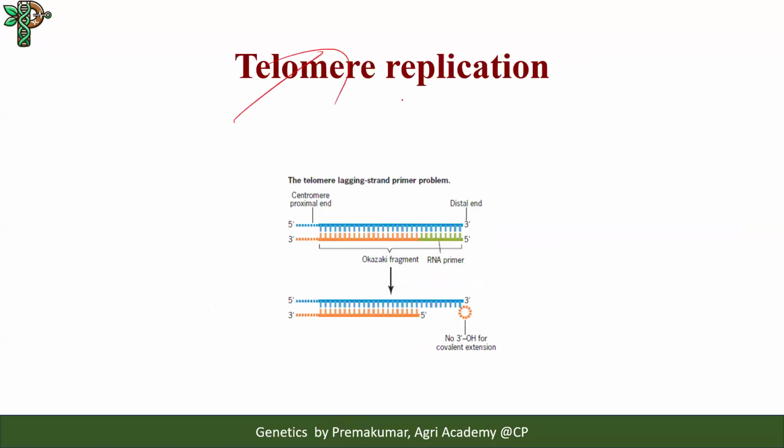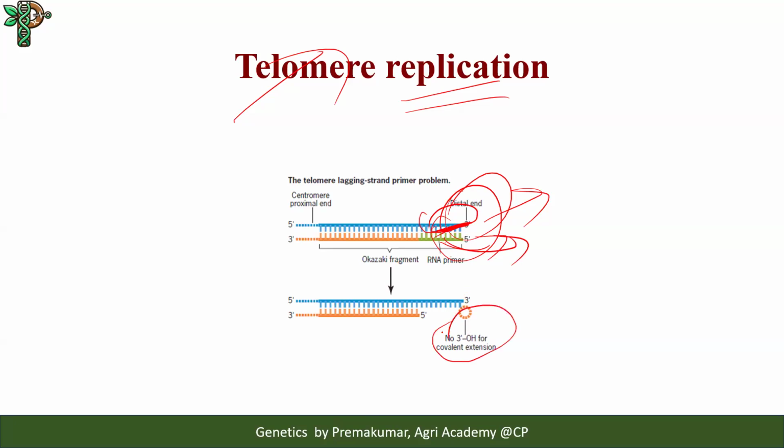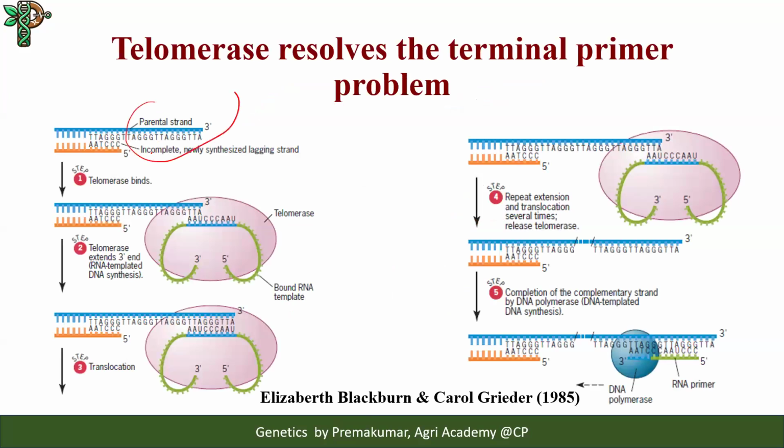Then another one is telomere replication. See, we have a problem. We don't have a primer to replicate this part. After removal of the primer, who will replicate this region? Here the primer is there, we will remove it, but who will replicate this strand? That problem is avoided by the enzyme telomerase, which is a reverse transcriptase enzyme.